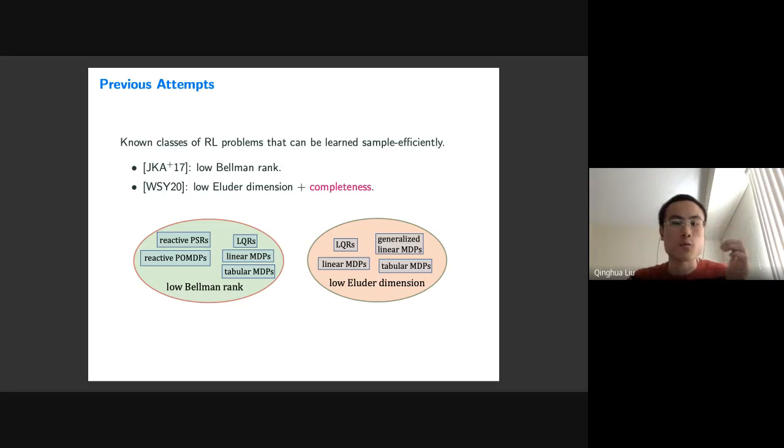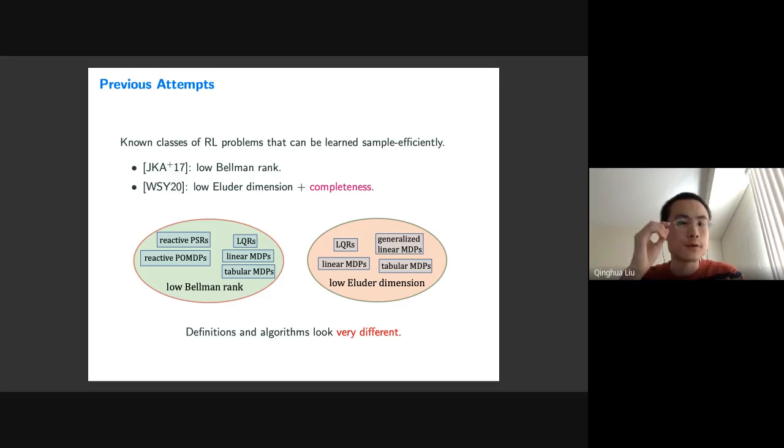And another line of work is by Wang et al. in 2020. They defined a class of problems of low Eluder dimension and proved that as long as the problems have low Eluder dimension and satisfy certain completeness assumption, then you can learn it using polynomial samples. This class includes LQRs, linear MDPs, tabular MDPs, and additionally includes some generalized linear MDPs. So basically, they can tolerate some nonlinearity in this class.